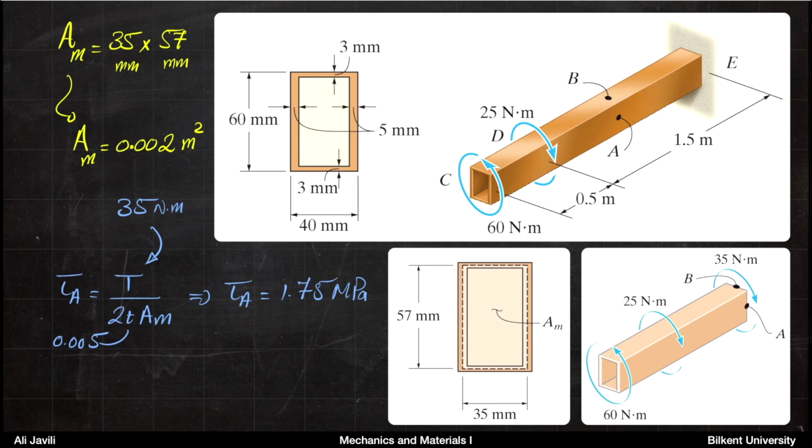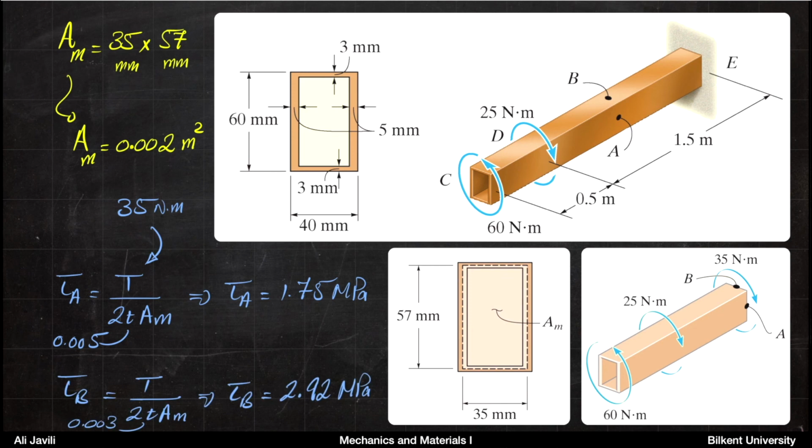Now you use the formula that we had for the shear stress. Tau A, or average stress at point A, would be T divided by 2 times thickness times AM. The thickness where point A is located is 5 millimeters. The torque is the internal torque, and that internal torque is 35 Newton meter. You can see that it should be 60 minus 25, so 35 Newton meter is the internal torque. Thickness is 0.005. You use this formula and calculate the average shear stress at A to be 1.75 megapascal.